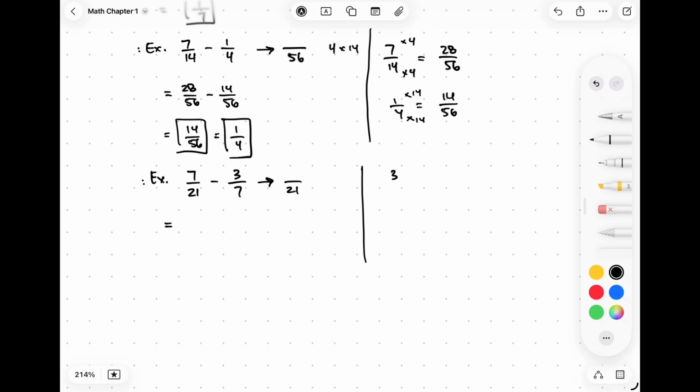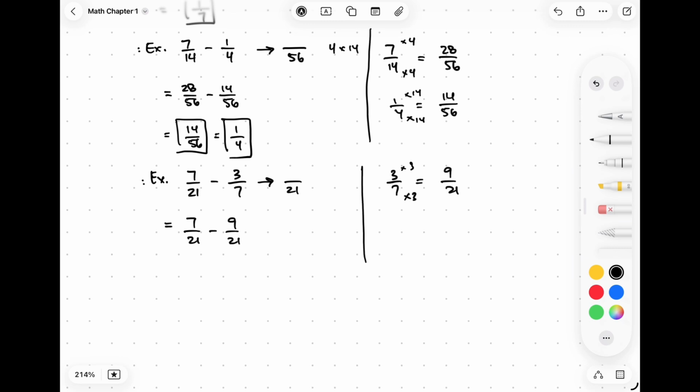So then I'll have to change the 3 out of 7 and make it out of 21, which means I'll need to multiply both the top and the bottom by 3, right? Okay, so then I'll have 9 over 21. Now I have 7 over 21 minus 9 over 21.